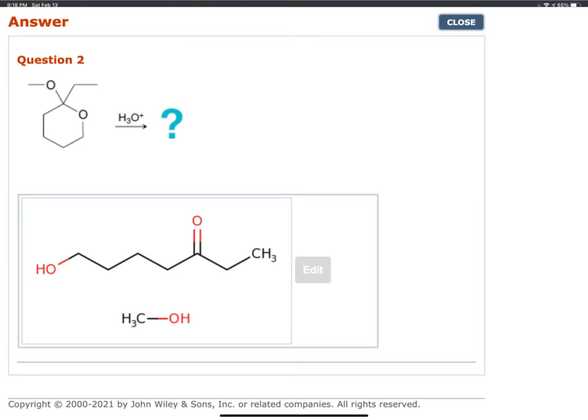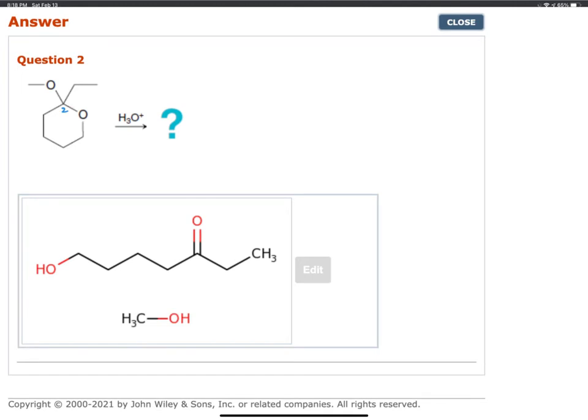So in this problem, you are asked to predict the product that's formed when this compound, which is an acetal, is treated with acid. An acetal is a functional group where the carbon has 2 sigma bonds to a heteroatom. So 1, 2. This carbon is effectively at an oxidation state of 2. So again, all we're doing is counting the heteroatoms, 1, 2.